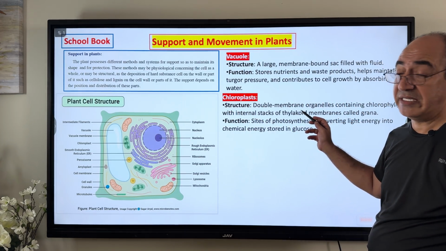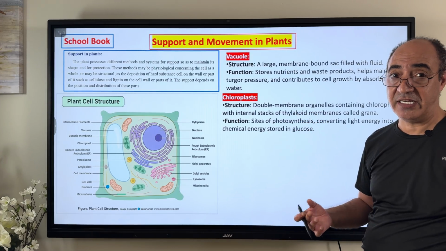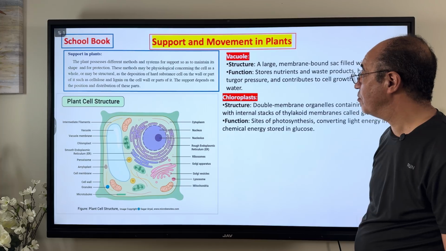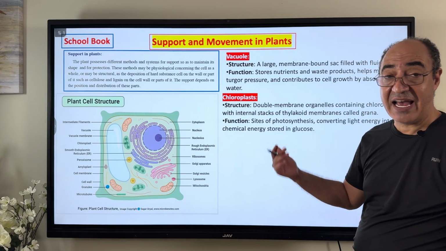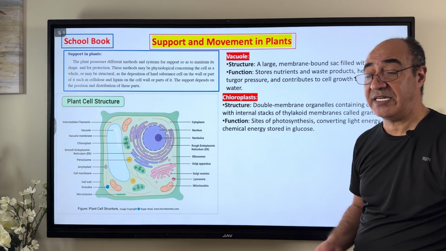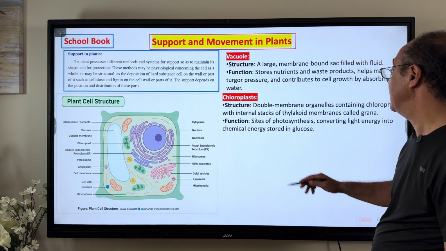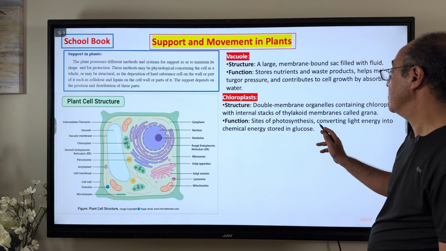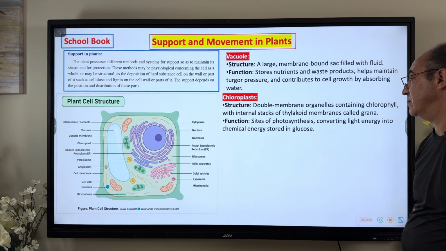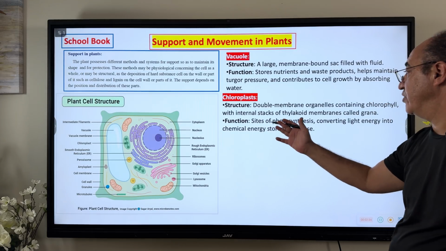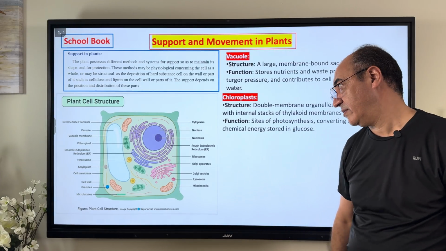And obviously this is only unique to plants. Animal cells do not have chloroplasts. Some fungi have chloroplasts, but animal cells in general don't have chloroplasts. Their function, obviously, is photosynthesis, right? Which we'll come to at a different time as we move forward in the class. Obviously, it converts light energy into chemical energy stored in sugars, like glucose.